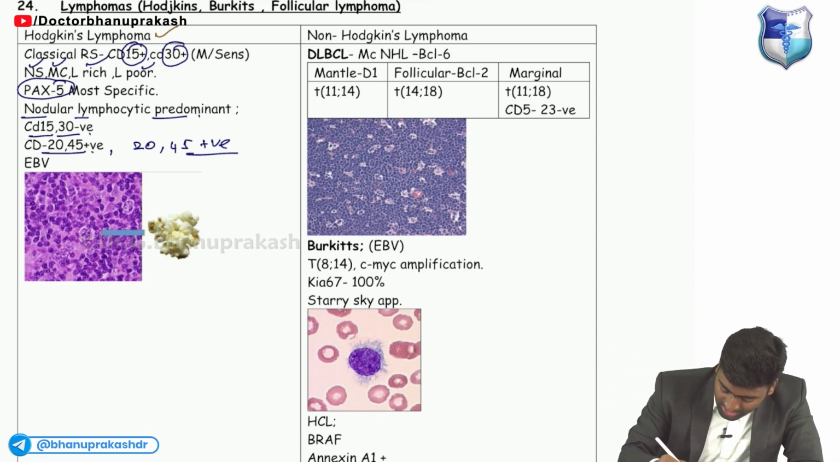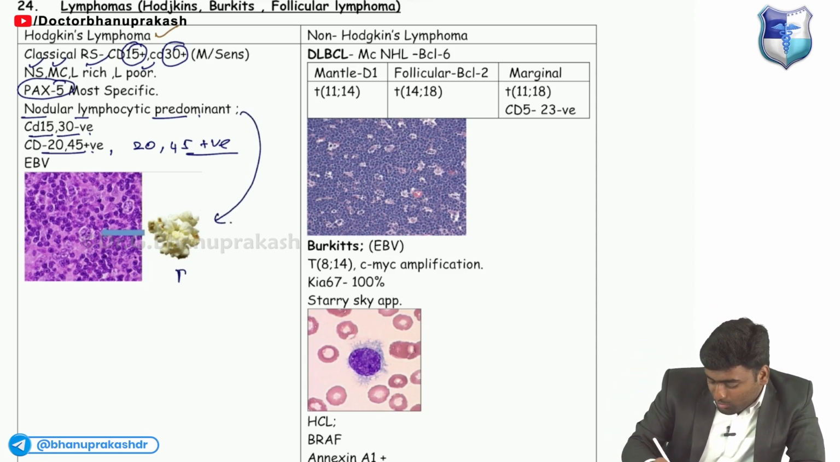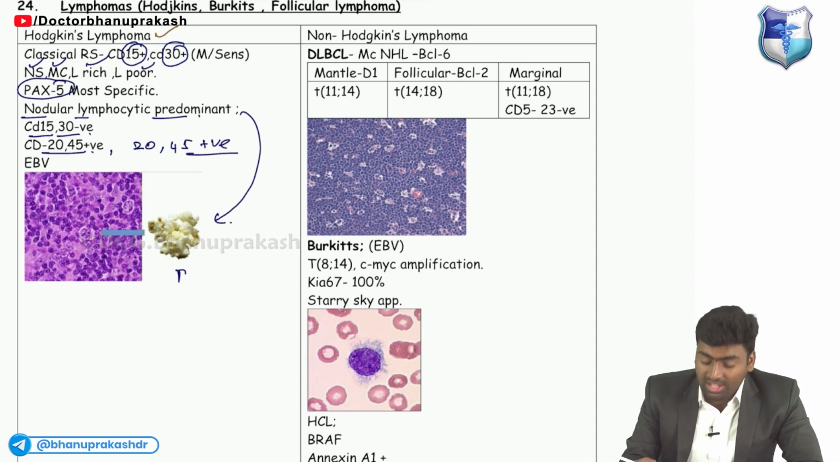So in the case of non-classical, I told you they will go even for movies. What will you get in movies? Popcorn. So in the case of non-classical, we will be able to see these popcorn cells.